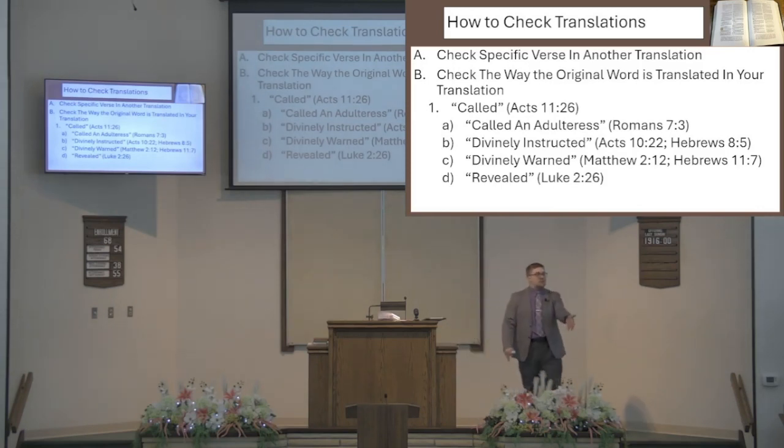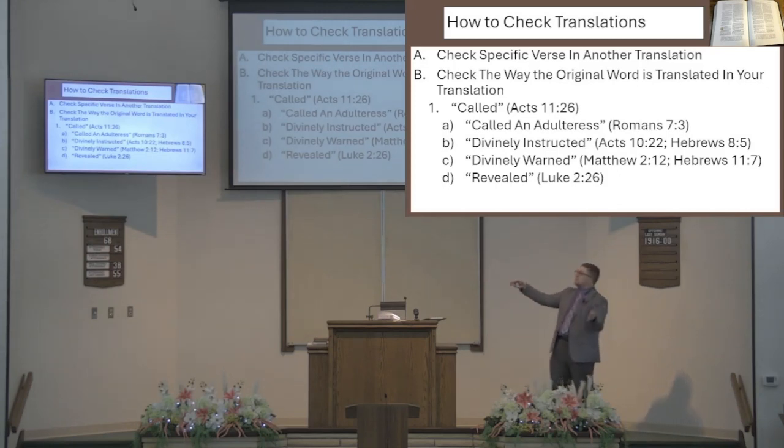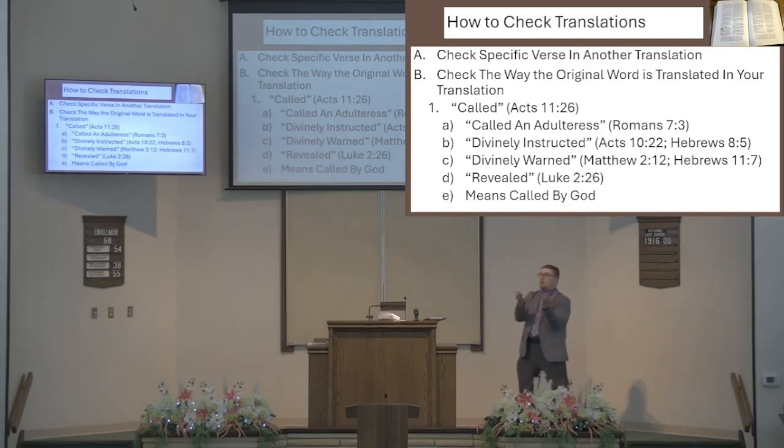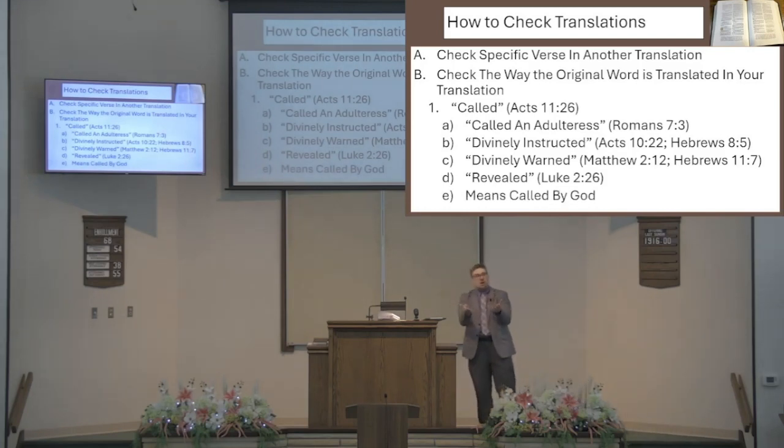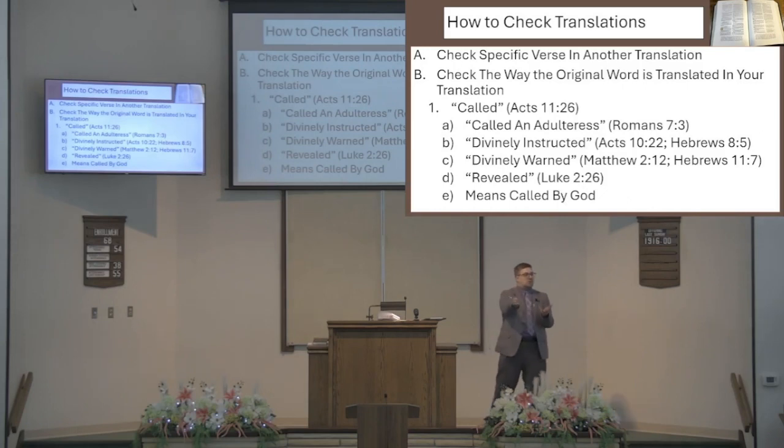When I come to Romans 7:3, she shall be called an adulteress. That's not Paul's opinion on it. That's not the people at Rome's opinion on it. It's God that's calling her the adulteress. Looking at how that word is used has helped explain to me that it means being called by God. God's the one doing the calling. So they're first called Christians at Antioch.